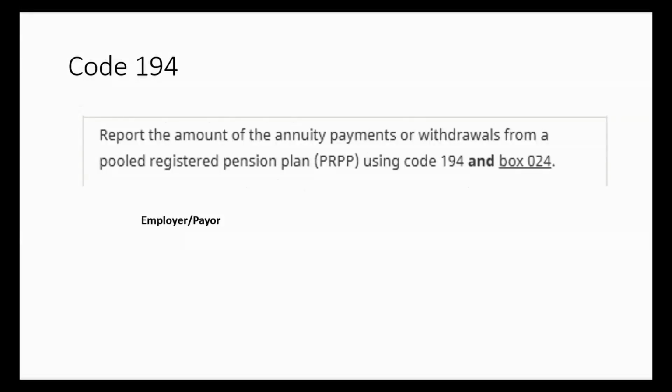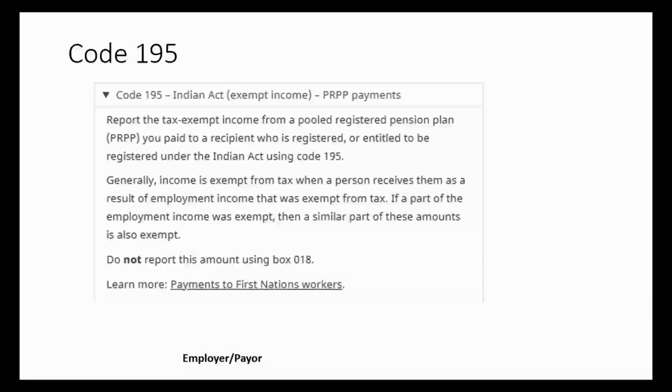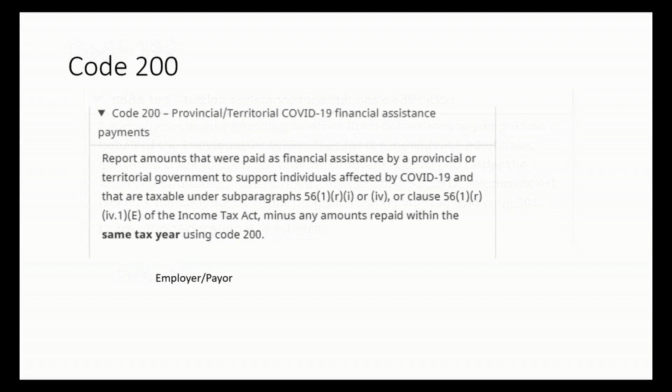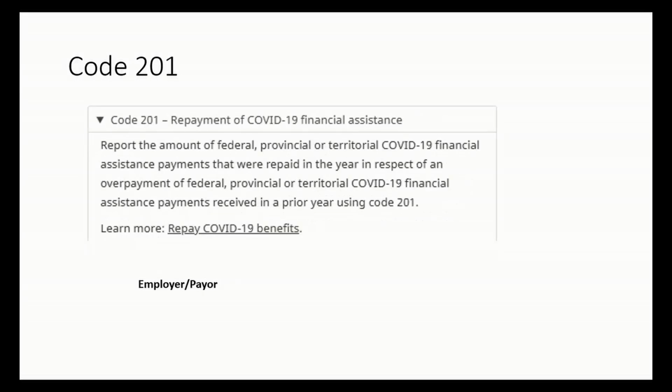Payment of annuity payments or withdrawals from a pooled registered PRPP using Code 194 and Box 24. Code 195 Indian Act. Code 196 Tuition Assistance for Adult Basic Education. Code 200 Provincial and Territorial COVID-19 Financial Assistance Payments. Code 201 Repayment of COVID-19 Financial Assistance. So report the amount of federal, provincial, or territorial financial assistance payments that were repaid in the year in respect of an overpayment of federal, provincial, or territorial COVID-19 financial assistance payments received in a prior year using Code 201.